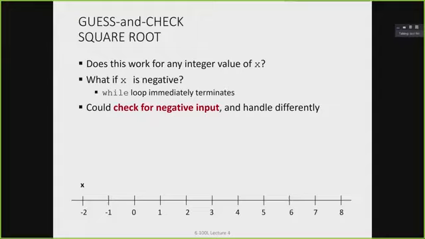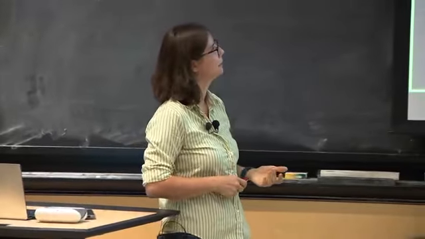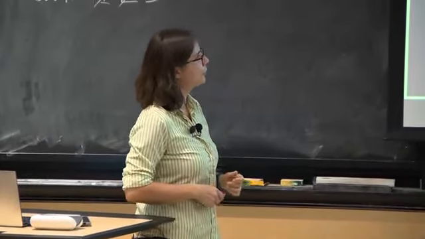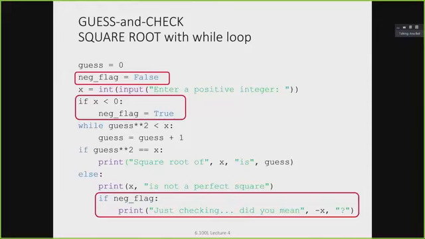However, we might want to handle the case when the user gives us a negative number. Maybe they accidentally typed in the negative sign or something like that. So we can take care of that case by adding a little bit of extra code around what we already wrote. The stuff that's boxed in red is the extra code we write. Everything else is exactly the same as 2 slides ago.